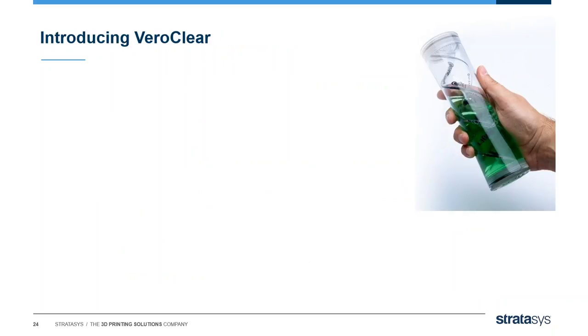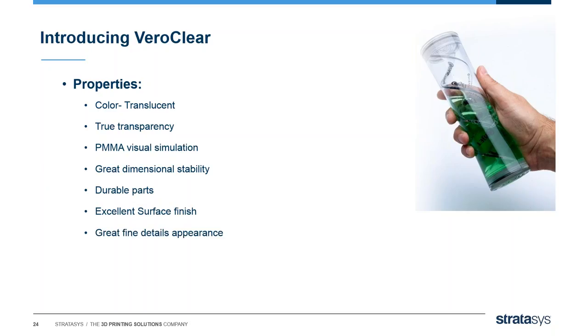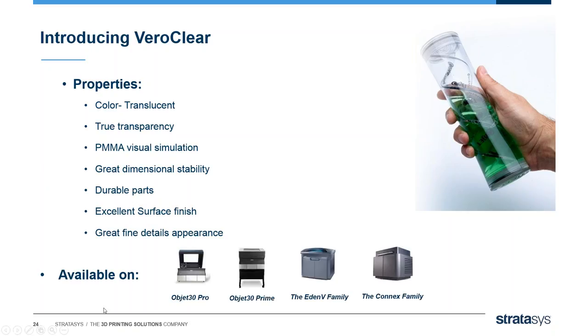So talking about Vero Clear, starting with the properties, of course. Like the name says, it's a clear translucent material and we can achieve a true transparency. But of course, a true transparency for a simulation of PMMA, or plexiglass, with a great dimensional stability. We have very durable parts with an excellent surface finish and a great detail appearance. Vero Clear is available on the Objet30 Pro and Prime, and the whole Eden family and the Connex family.